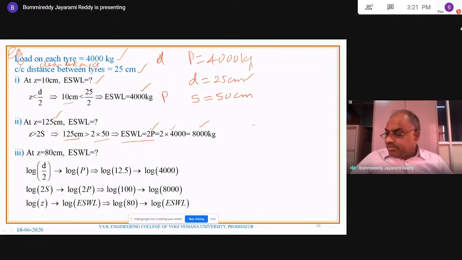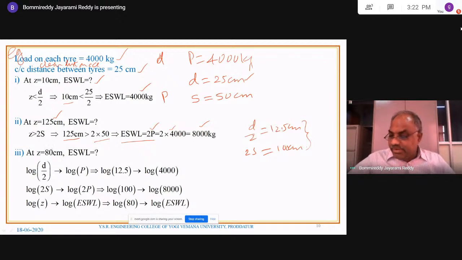At any other level, you know D by 2 means it is 12.5 centimeters, and 2S means it will be equal to 100 centimeters. Below 12.5 centimeters, it is all right: only the single wheel load P is the equivalent single wheel load. And beyond 100 centimeters, the equivalent single wheel load is 2P, that is 8000. But for any depth in between 12.5 and 100 centimeters, we have to go for interpolation.